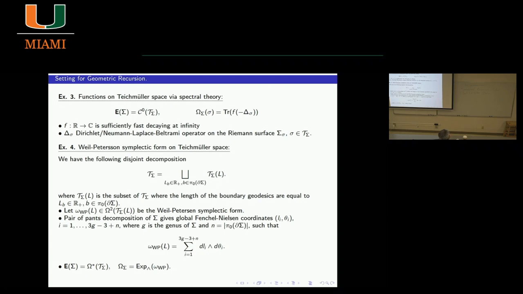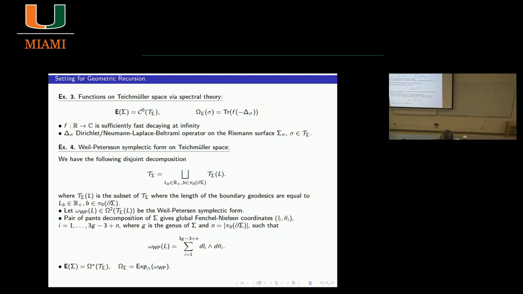Okay, last example is just to show you that the target theory does not always have to be continuous functions on Teichmüller space. So if you skip right down here, the target theory will now be all forms on Teichmüller space. And what I will do is, if I look at the Teichmüller space of a surface with a boundary, right, I can somehow foliate that by Teichmüller spaces where I fix the length of the boundaries. So that just foliates the space here. And what I can do is I can now construct a Weil-Petersson symplectic form. It's a 2-form on this Teichmüller space where I have fixed the length of the boundaries.